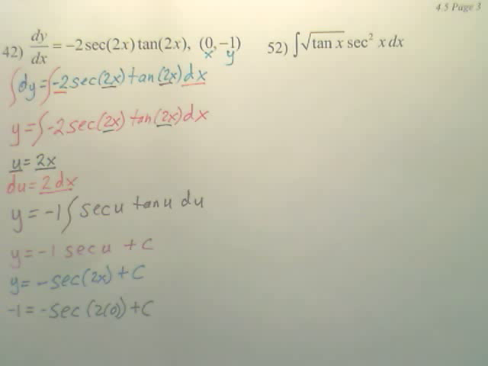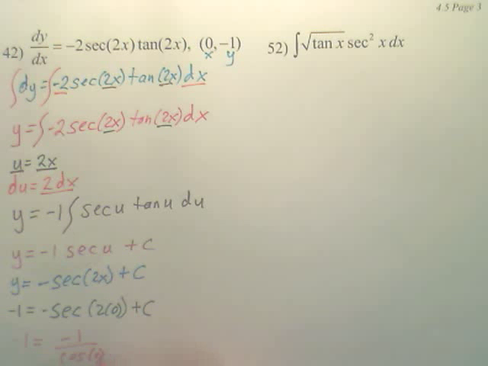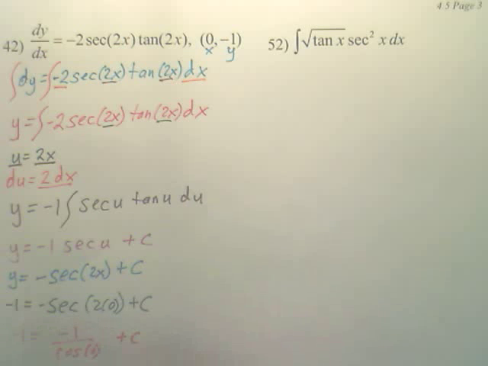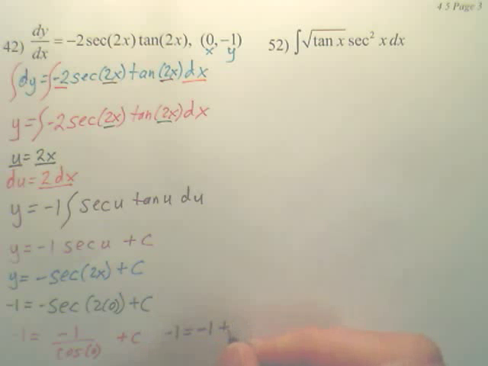Now, secant 0. Do you understand secant is 1 over cosine? So this would be negative 1 over cosine 0 plus c. What's cosine 0? Cosine at 0 is 1. So we end up with negative 1 equals negative 1 plus c. So when you move this over, what do you get? You get c equals 0.